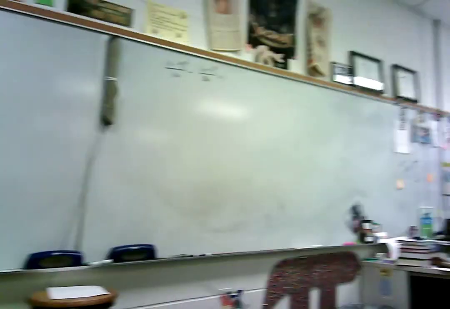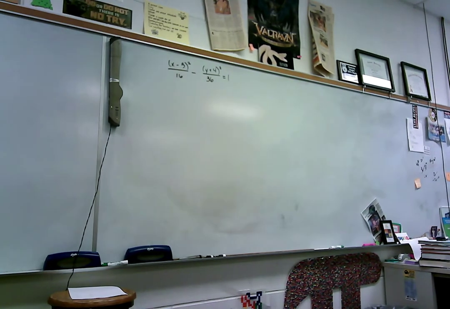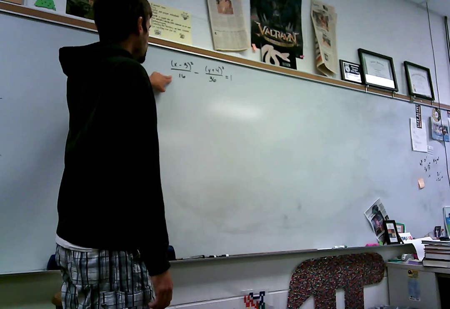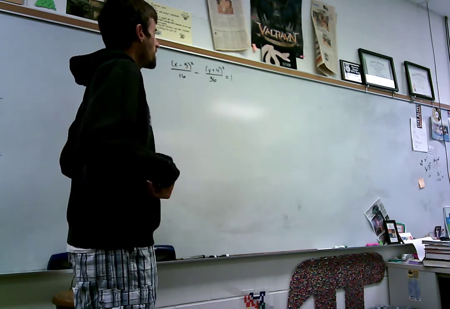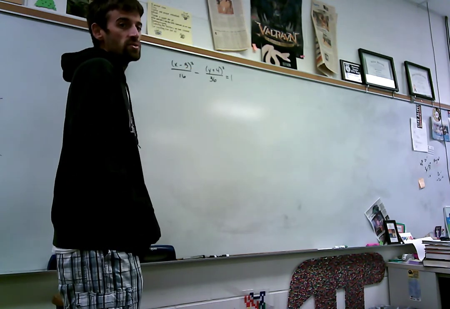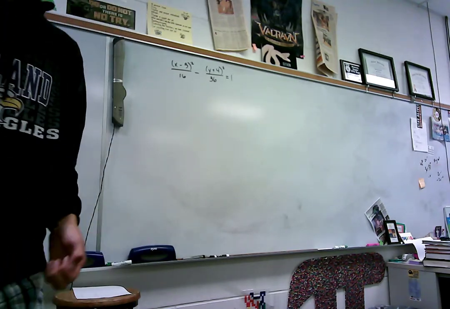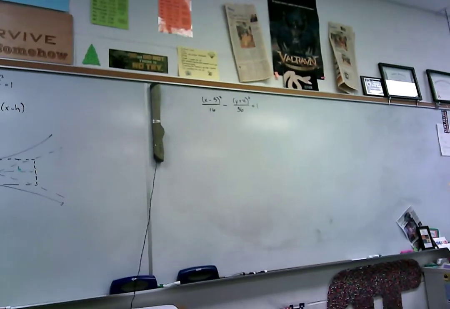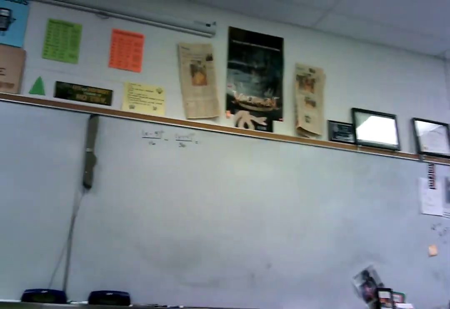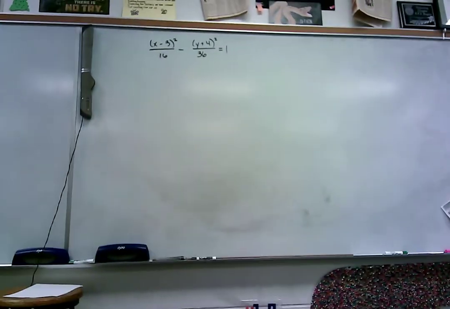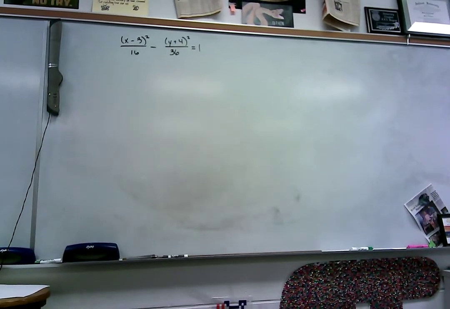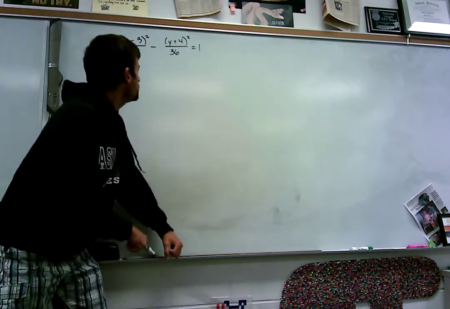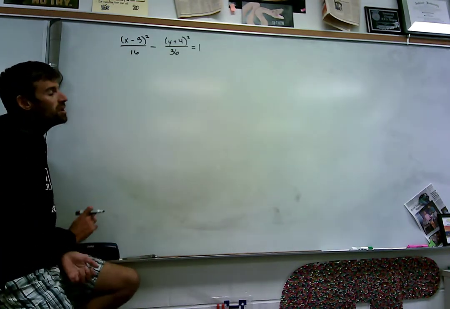We're going to do a couple examples. So this is the first one. It is (x minus 3) squared over 16 minus (y plus 4) squared over 36 equals 1. I'm going to move the camera. So I know this is going to be a horizontal hyperbola.